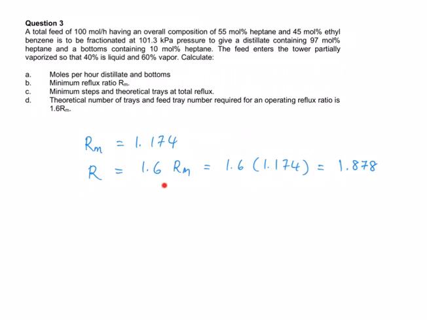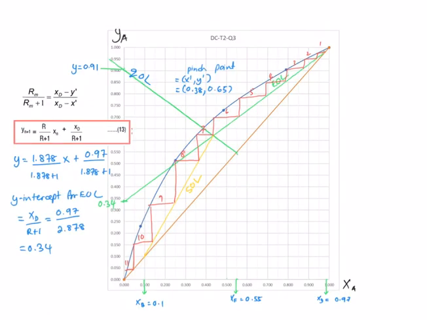So, you need to calculate your reflux ratio first, substituting the value that you got previously, and now you get your reflux ratio equal to 1.878. Alright, from the value of R you get, now you can draw the enriching operating line using the given formula. From this enriching operating line equation, you can get the y-intercept for the EOL.